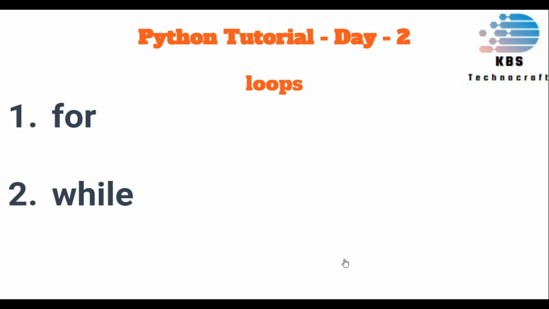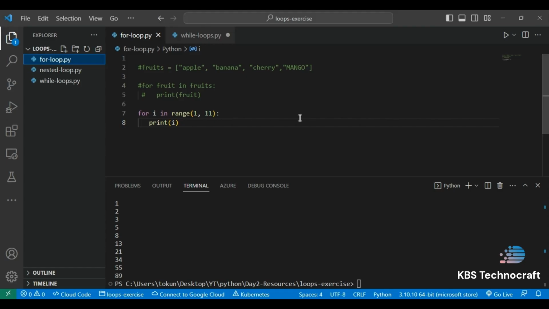Today we are going to learn loops in Python. In Python there are two kinds of loops available: for and while. Before we move on to the exercise, we will try to understand what loops are, what a for loop is and what a while loop is, and then we'll take an example and try to do that. Okay, so let's consider loops.